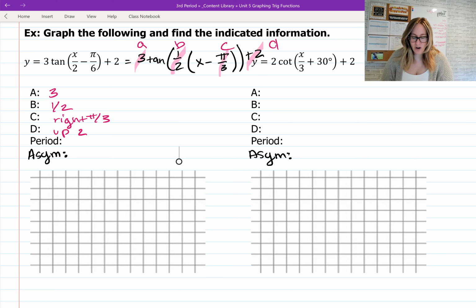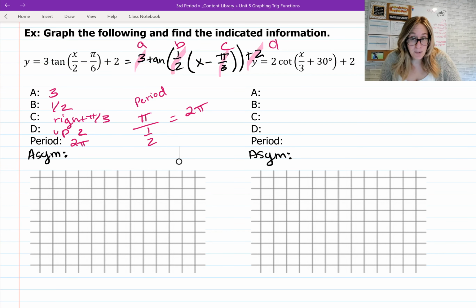Okay, so we have that information. Now we need to find our period, and we need to figure out where our asymptotes are. So to find our period, we're going to take our b value, and we're in radians. So I'm going to do pi divided by my b value, which is 1/2. Right, so this is for the period. All right, and that simplifies to 2 pi. So my period is 2 pi.